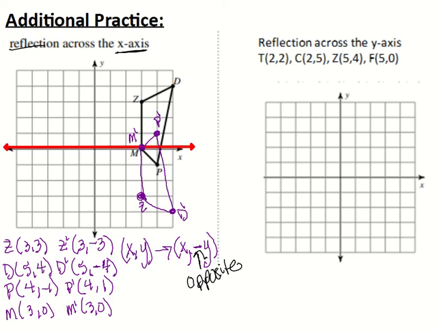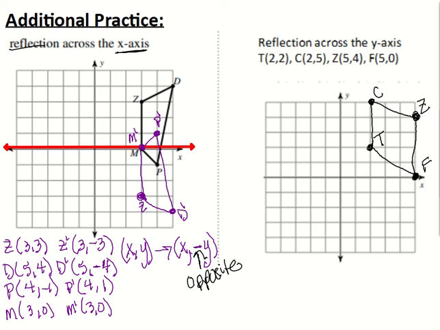All right, so this one's even a little more different because we actually have to graph our pre-image onto here, and then we're going to reflect it over the y-axis. So let's graph this. 2, 2, this is T. 2, 1, 2, 3, 4, 5, that's C. 1, 2, 3, 4, 5, 1, 2, 3, 4, there's Z. And then 1, 2, 3, 4, 5, 0, there's F. All right, let's carefully reconnect these.